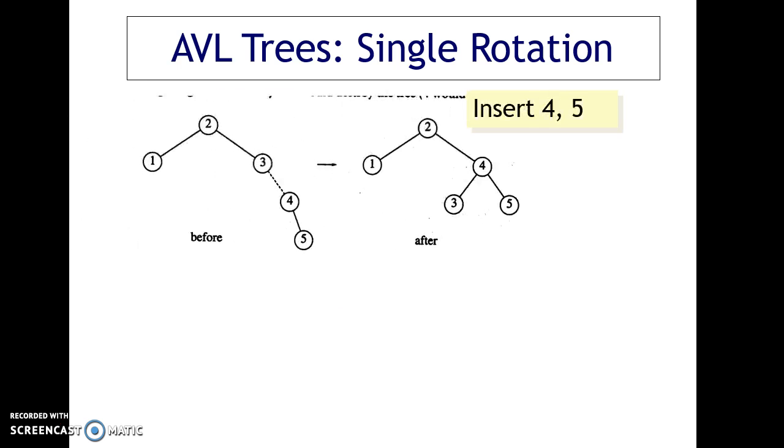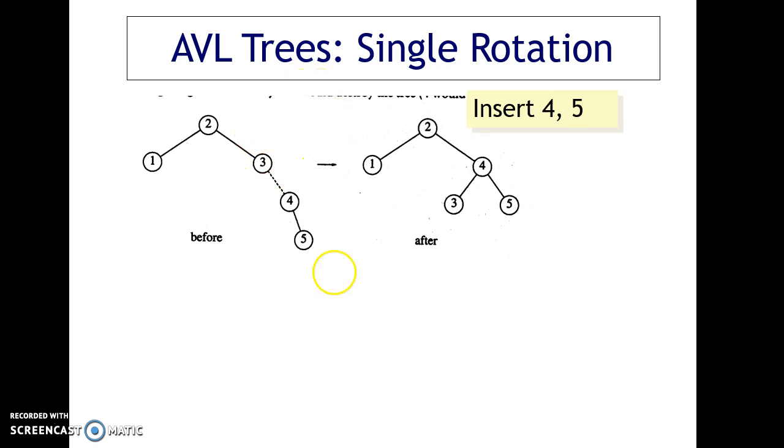The next case is, suppose our tree is like this, 2, 1 and 3. Here we are going to insert the new node 4. After inserting 4, it is balanced, so we are not performing any rotation for now. Next I am going to insert the new node 5. After inserting 5 here, this 3 is considered unbalanced.